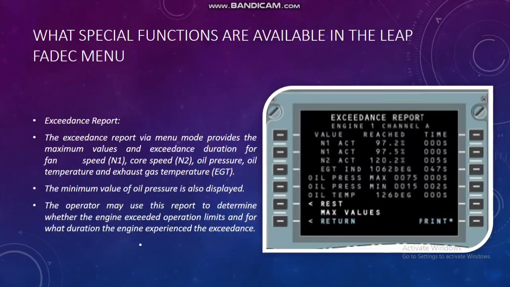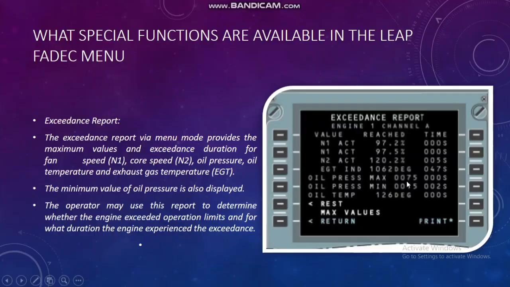Another is the exceedance report. I already told earlier why it is important. The exceedance report via menu mode provides the maximum value of exceedances during the fan speed, N1 or core speed, oil pressure and EGT. The minimum value of oil pressure is also displayed. The operator may use this report to determine whether the engine exceeded operation limits and for what duration the engine experienced this exceedance.